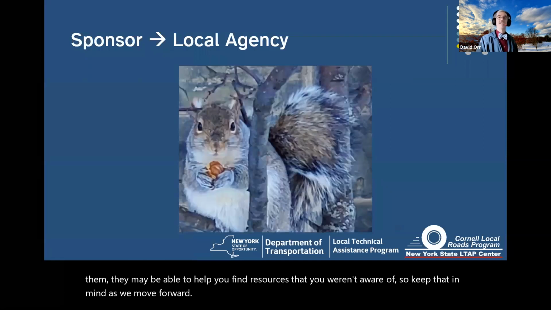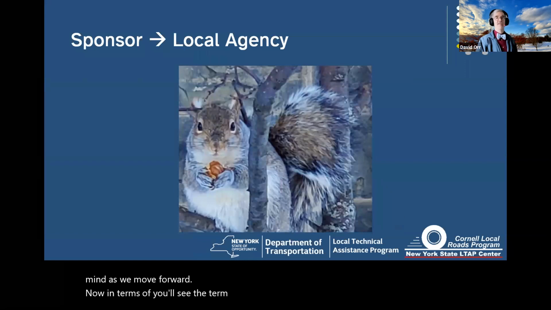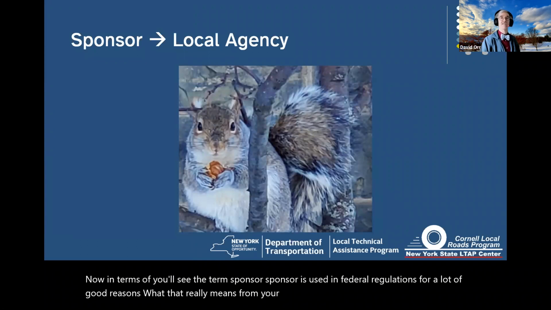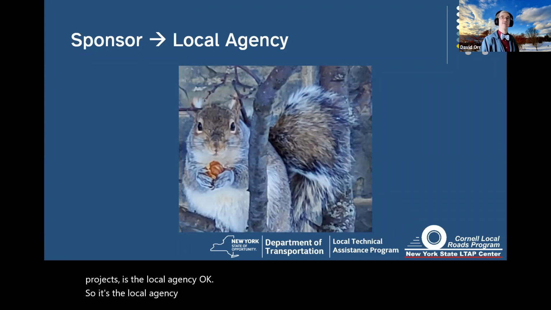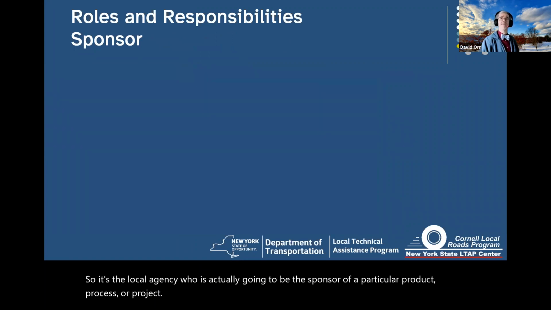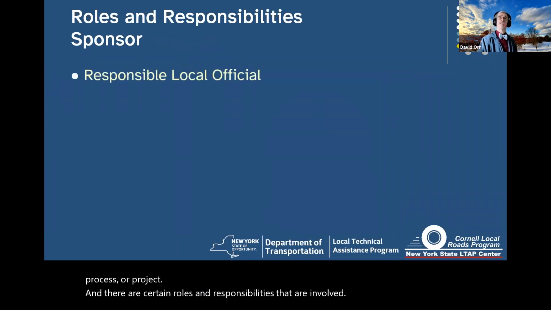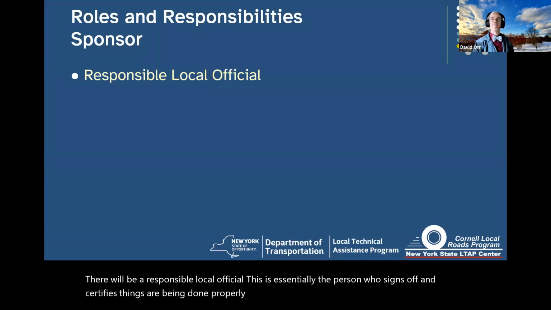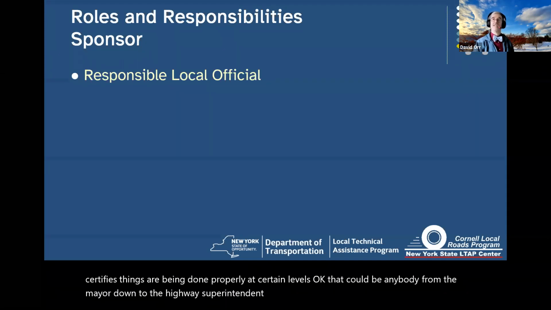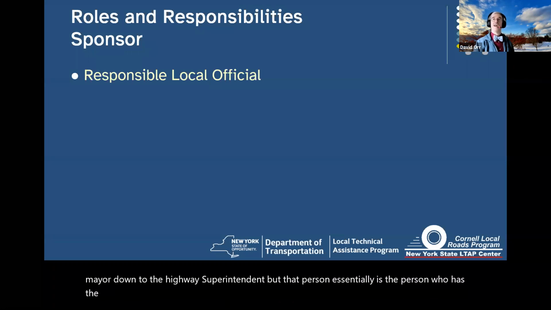Now, you'll see the term sponsor. Sponsor is used in federal regulations for a lot of good reasons. What that really means from your standpoint, for those of you doing projects, is the local agency. So it's the local agency who's actually going to be the sponsor of a particular process or project. And there are certain roles and responsibilities that are involved. There will be a responsible local official. This is essentially the person who signs off and certifies things are being done properly at certain levels. That could be anybody from the mayor down to the highway superintendent, but that person essentially is the one who has the official ability to sign off on the project.